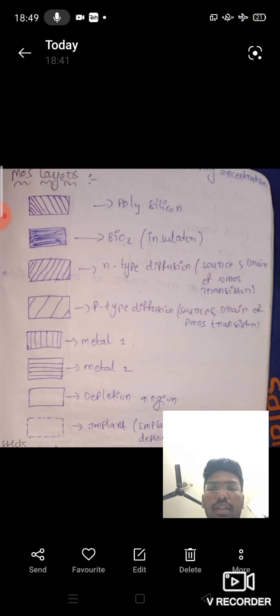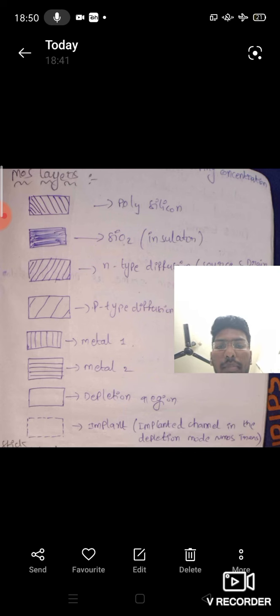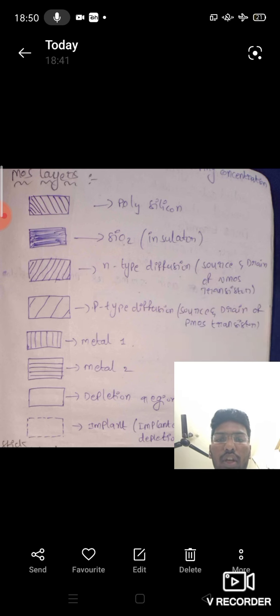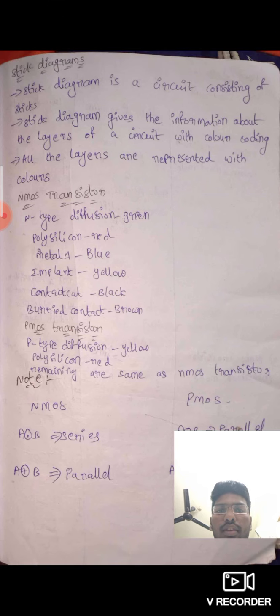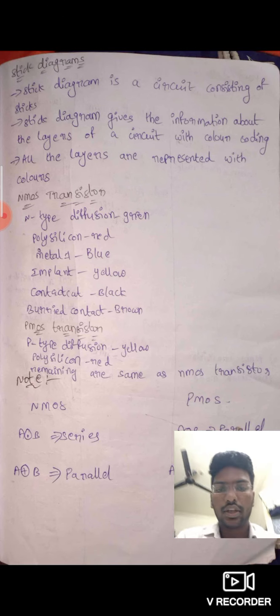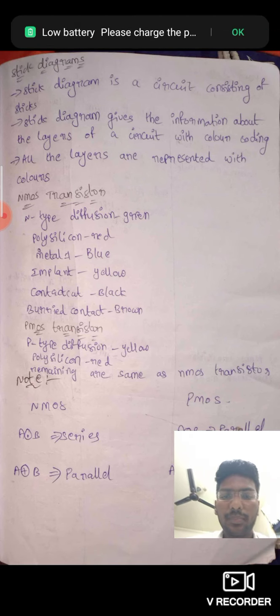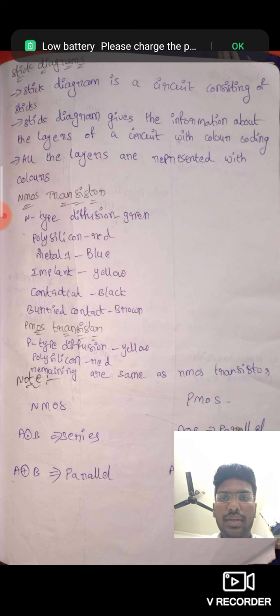Next, metal 1 and metal 2 are the symbols of metals. This is known as the depletion region symbol, and we know that the implanted channel in the depletion mode NMOS transistor is indicated with dotted lines. Next, coming to stick diagrams. A stick diagram is nothing but a circuit consisting of sticks. A stick diagram gives the information about the layers of a circuit with color coding.